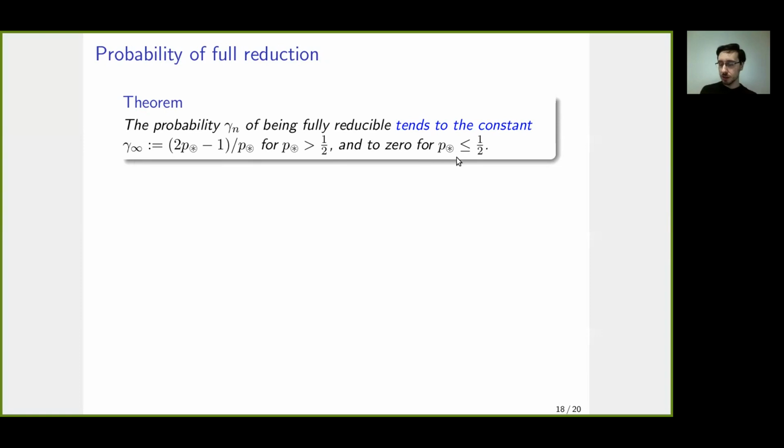So when we saw the case with no reduction at all, the linear case from 0 to 1/2, that corresponds to when the probability of being fully reducible is 0. And when the probability of being fully reducible is positive, it is this gamma infinity, then we start to see reductions in the trees.